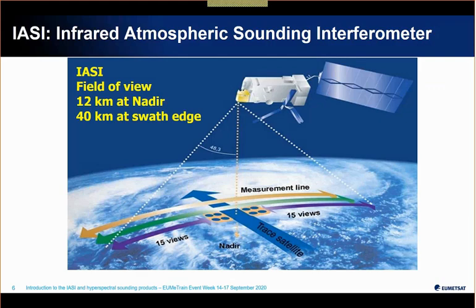So let's get started. IASI is an instrument flying on board a satellite called MetOp, and the acquisition principle is as follows. It is scanning across the satellite track in groups of 4 pixels, and there are 15 views either side of the nadir. And the swath is about 2,000 kilometers wide, which means by the projection, the pixels are about 12 kilometers at nadir and 40 kilometers on the swath edge.